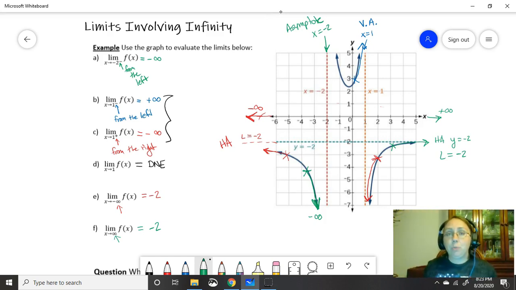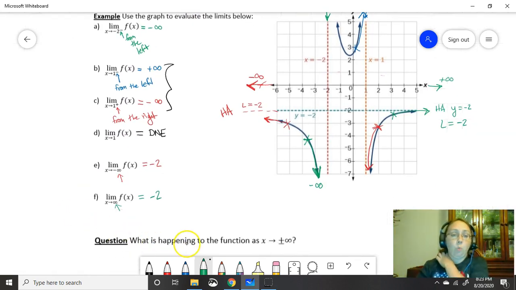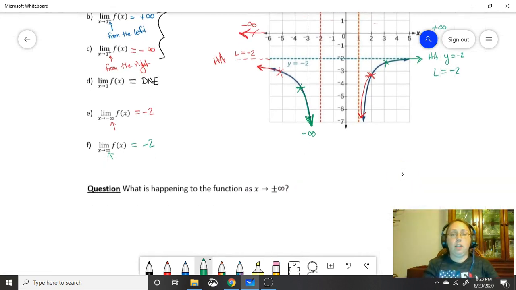Does that always have to be true? Not really. Technically, your two ends can approach two different horizontal asymptotes, but in our course, we're going to focus on just having one horizontal asymptote at a time. Simplify it a little bit. What else? Does that function have to have a horizontal asymptote? Absolutely not. It does not have to have a horizontal asymptote. And we're going to actually talk more about asymptotes as we go through this section. So what is happening to the function as x approaches plus or minus infinity?